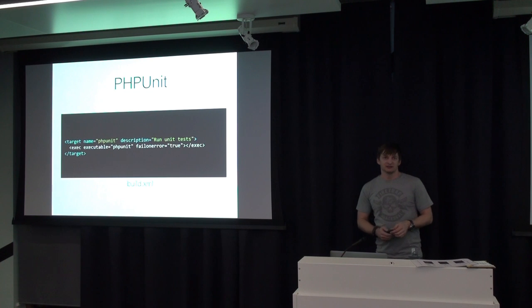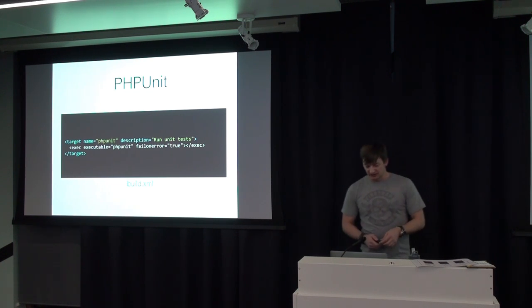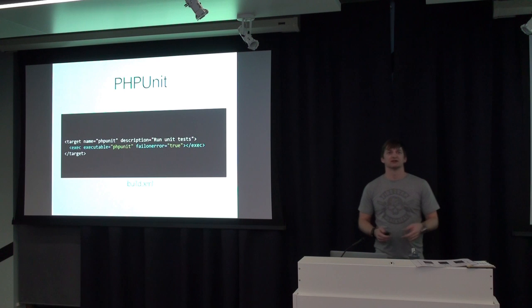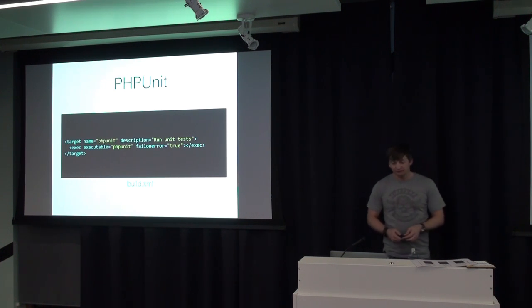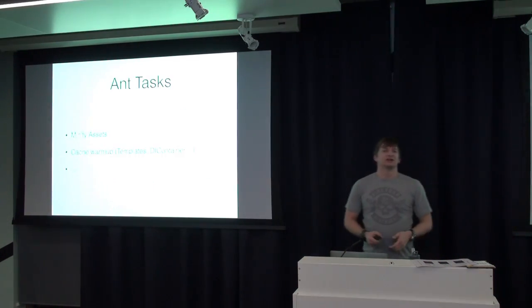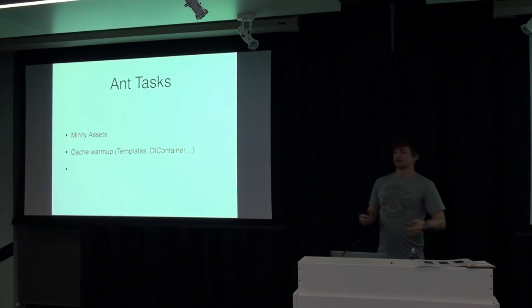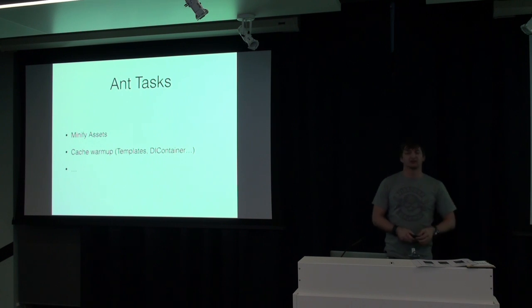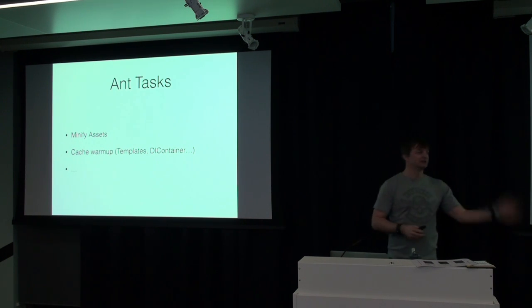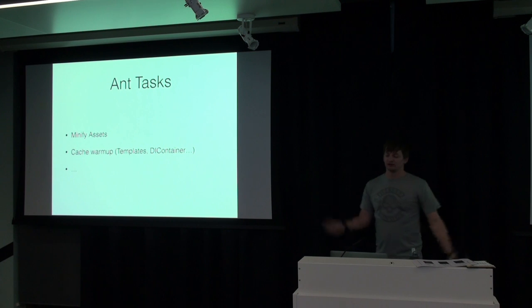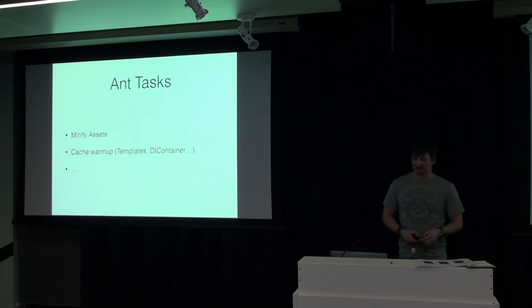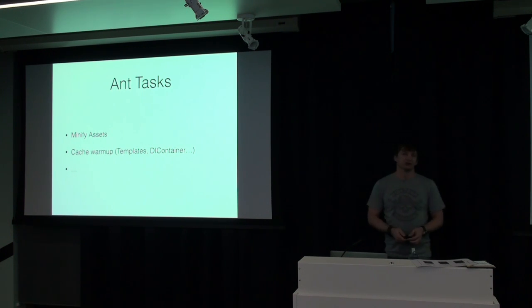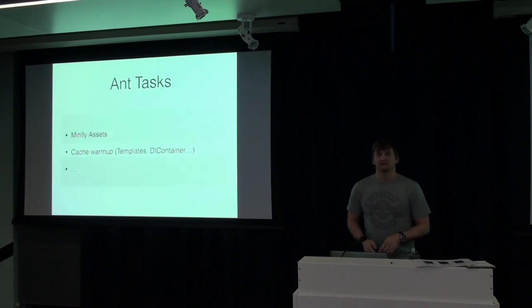Just create the target, name it PHP-Unit. You can set a description if you like to, and then just add the executable, and you're done. You can see you can do quite everything with it. You can minimize your assets. You can do a cache warm-up. You can compile your dependency injection container, whatever you like. So yeah, you can use it basically to run any script or any stuff on your local machine that's needed to prepare your package. So yeah, let's execute it.